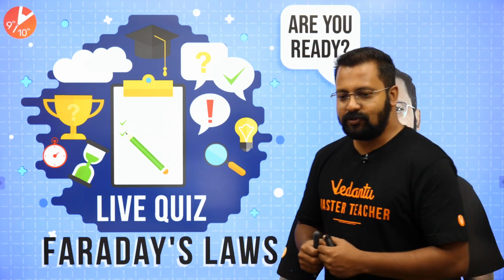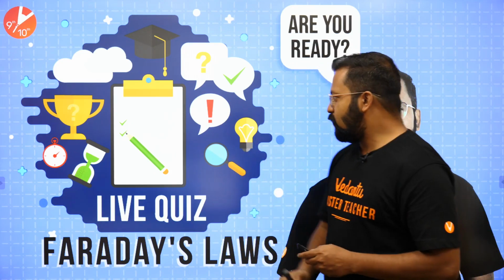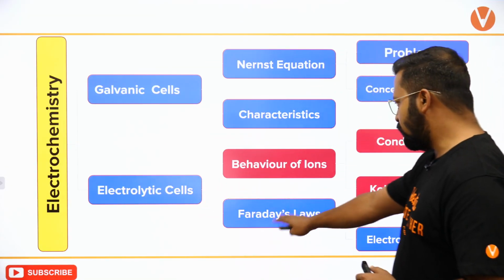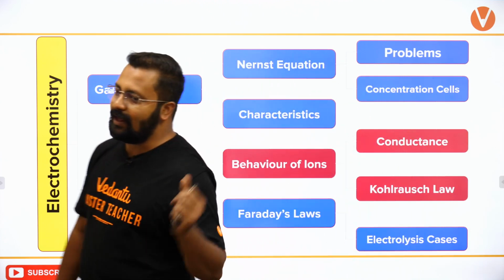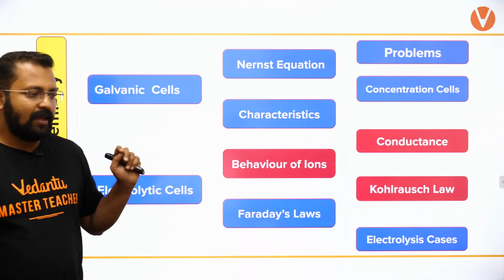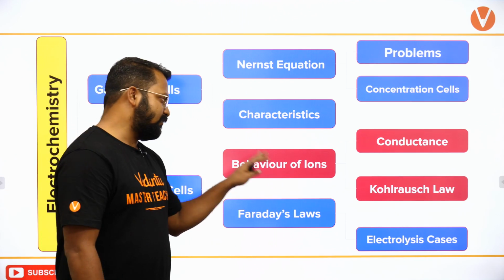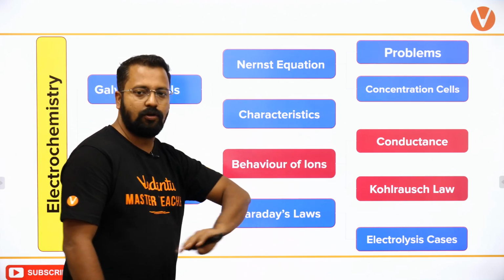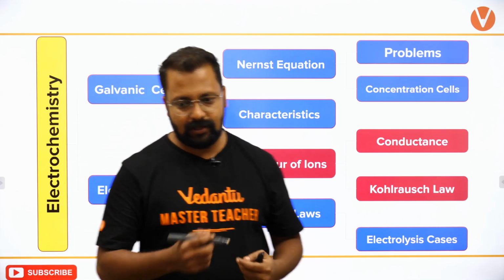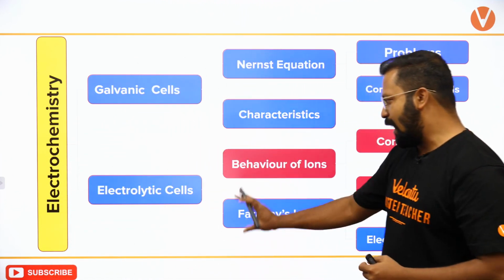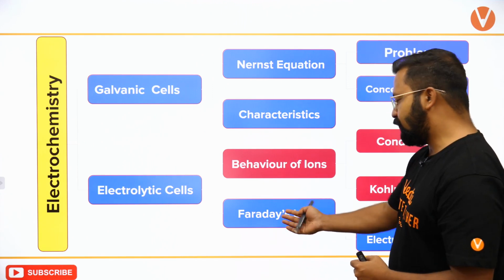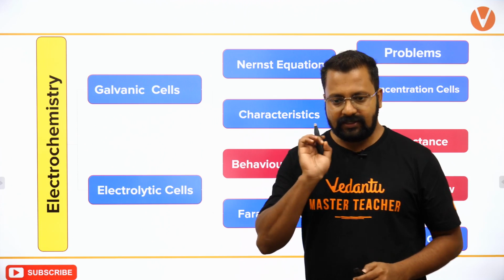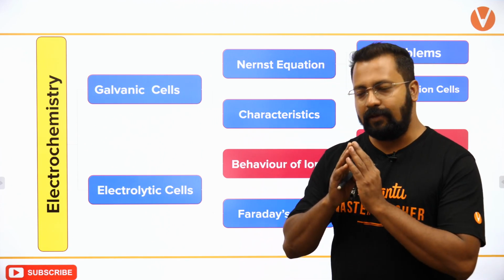What we have done until now is this: electrolytic cell is over, Faraday's laws is done, electrolysis cases is also covered. In the next session we will discuss behavior of ions, and moving forward we'll discuss conductance and Kohlrausch's law. In this chapter, most questions will come from Faraday's law in a very systematic manner. So sit with a pen and paper and let's start today's session.